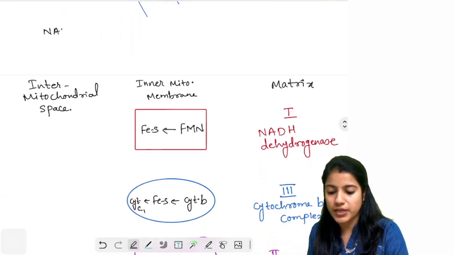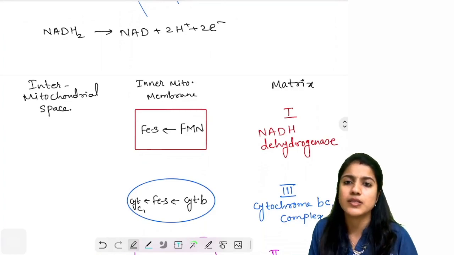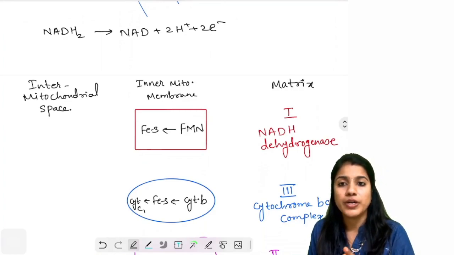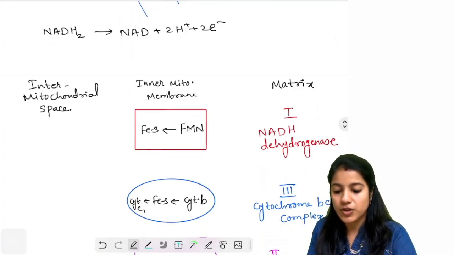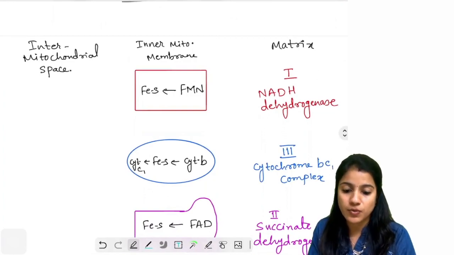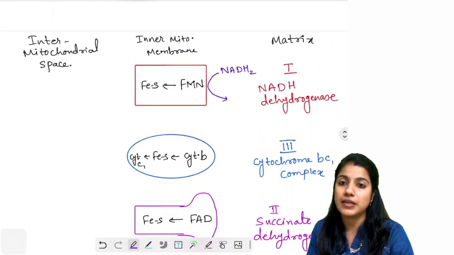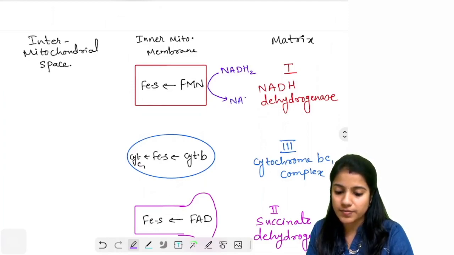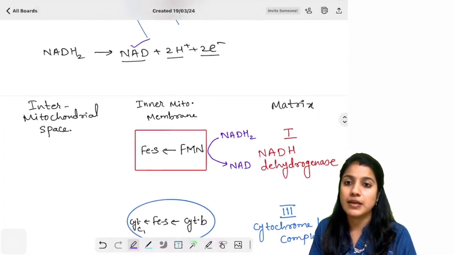From NADH2, we'll be getting NAD plus 2H plus 2 electrons. Now, the process is very easy to understand. The name of the complex is the component of the complex, if it is clear. Now, only electron transport will take place. Remember, we got NAD, 2H plus, 2 electrons. From complex 1, what is happening? We got NADH2 from glycolysis, Krebs cycle and link reaction. NADH2 got oxidized into NAD, so we got this NAD as a byproduct.